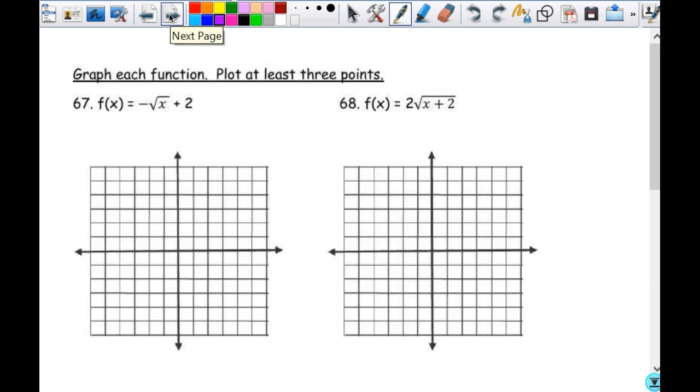All right. So we're going to graph the function and plot at least 3 points. So square root that's opening down but translated up 2. So there's one critical point there. And then if I plug in a 1, square root of 1 is 1, so that's negative 1 plus 2, so I'm at 1, 1. And then I can do 4, square root of 4 is 2, so negative 2 plus 2 is 0. And here's my curve.